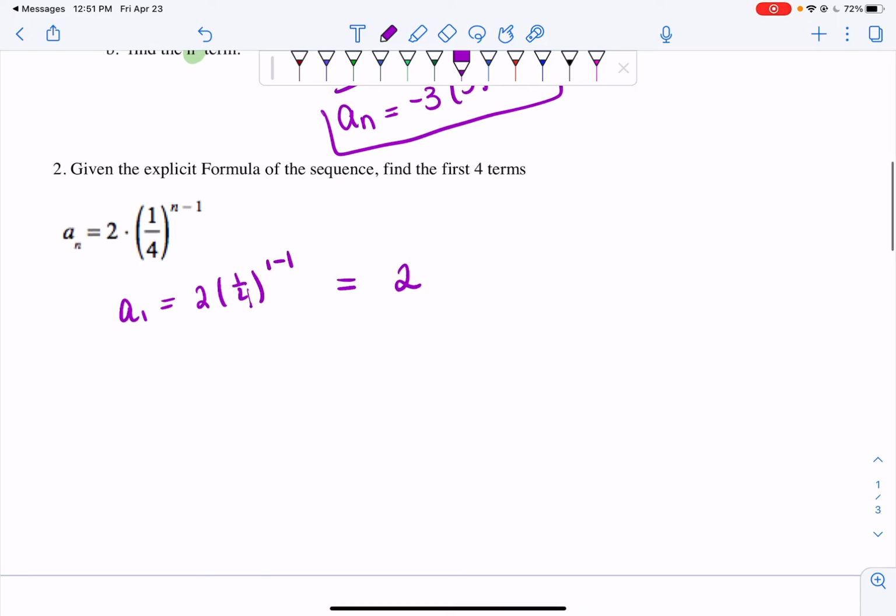Now I do the exact same thing to find a sub 2. I plug in 2 for n. So I do 2 times 1/4 to the 2 minus 1. When I plug that in, what do I get? One second, I have to type it in. When I plug in 2, I get 1/2, or 0.5.